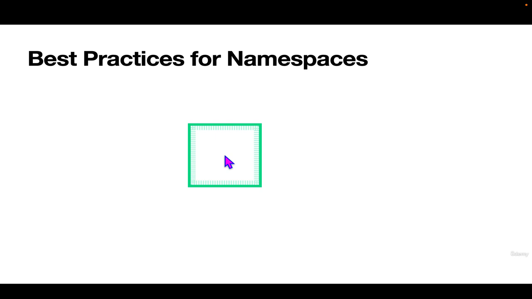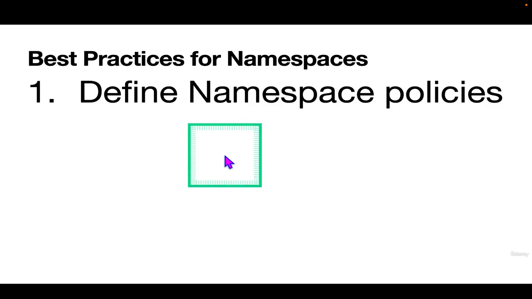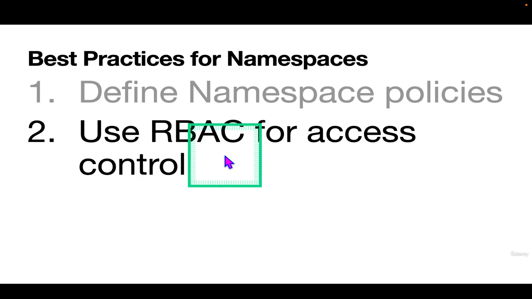Best practices for namespaces. Define namespace policies: establish policies and guidelines for creating and managing namespaces, ensuring a consistent and organized approach to multi-tenant cluster management. Use RBAC for access control: use role-based access control to restrict access to resources within a namespace, providing granular control over user permissions and actions.